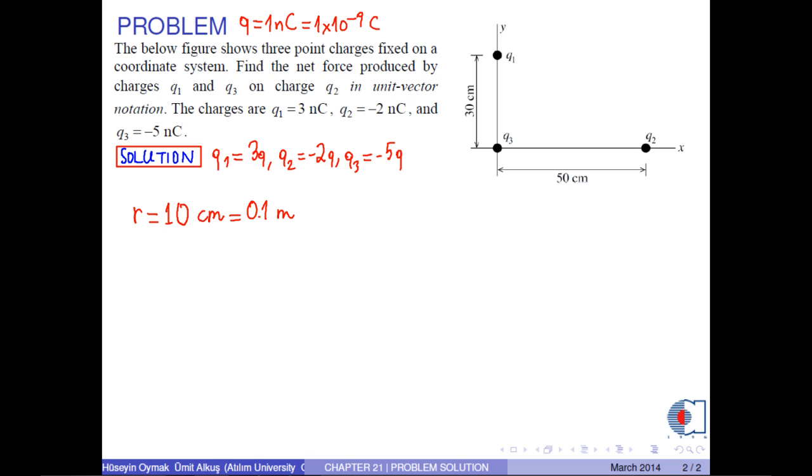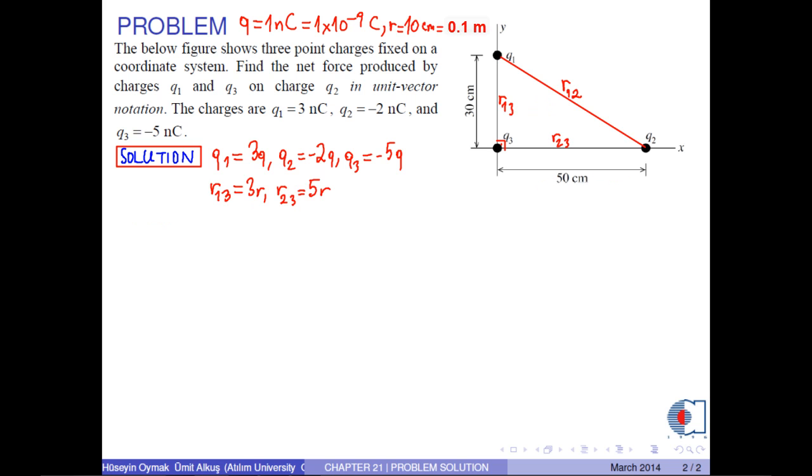After that, the distance between Q2 and Q3, that is R23, becomes 5R. And the distance between Q1 and Q3, say R13, becomes 3R. Lastly, the distance between Q1 and Q2 is found by the Pythagorean theorem as R12 equals the square root of (3R) squared plus (5R) squared, which gives square root of 34 R. Okay, we can solve the problem.